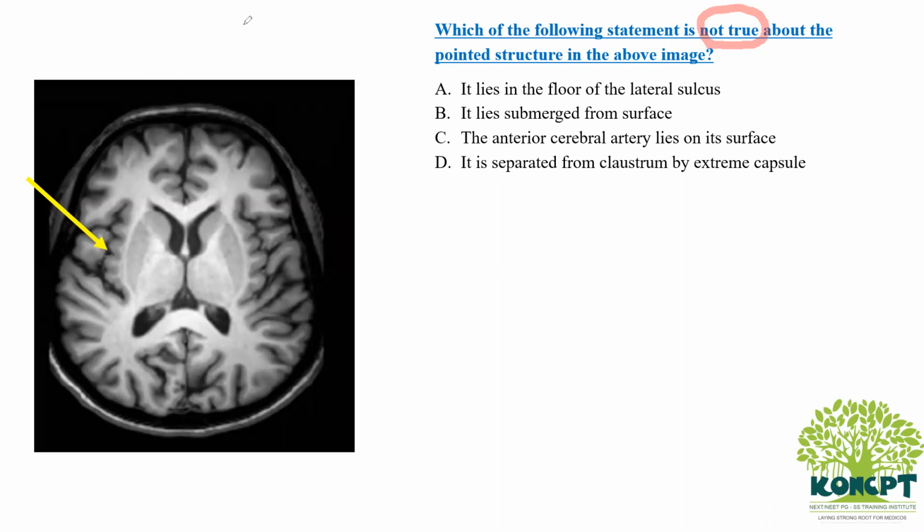So, what is it? It's the horizontal section of brain. The yellow arrow is pointing to this area that you see here. Moving on to the options. Option A, it lies in the floor of the lateral sulcus. Option B, it lies submerged from surface. Option C, the anterior cerebral artery lies on its surface. Option D, it is separated from claustrum by extreme capsule.